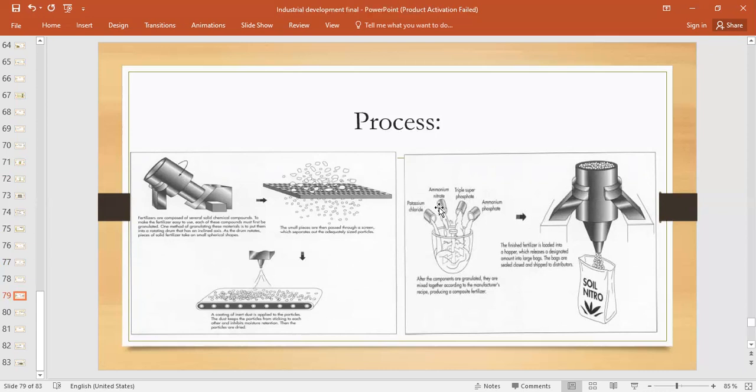Then after that, all these chemicals like potassium chloride, ammonium nitrate, phosphate, and ammonium phosphate are added and mixed with those particles, and then they are packed in silos and in bags, and then they get transported. I hope now the process of making fertilizer in the fertilizer industry is clear to everyone. Let's move on.